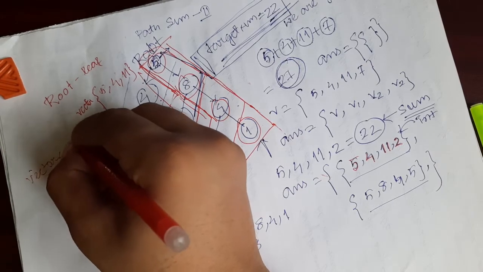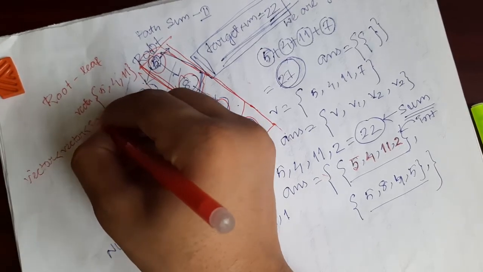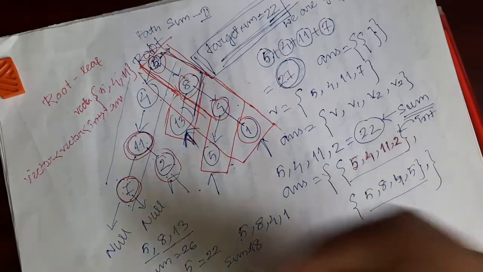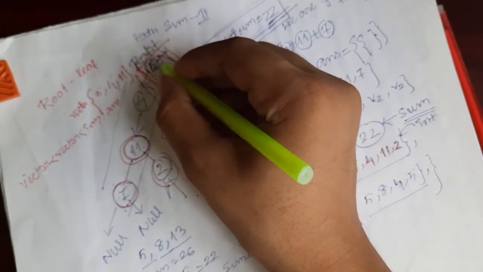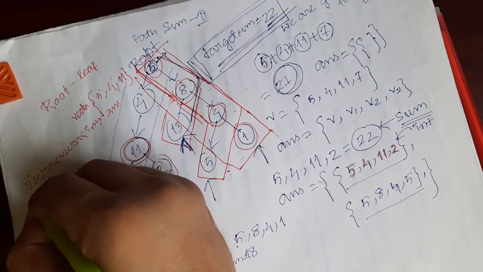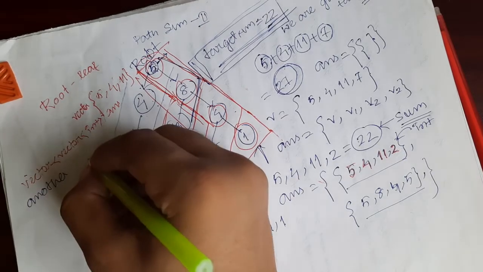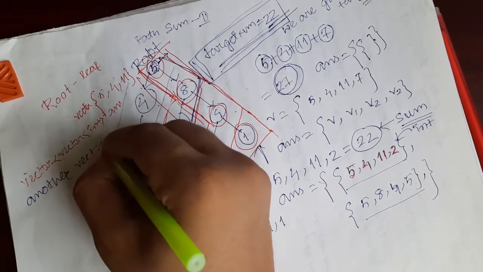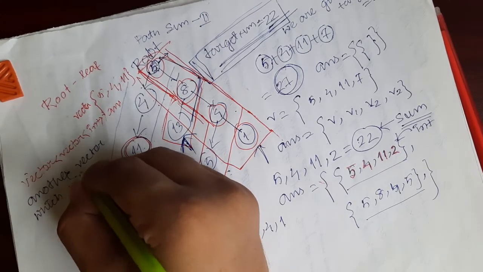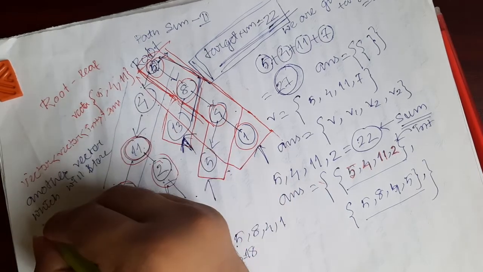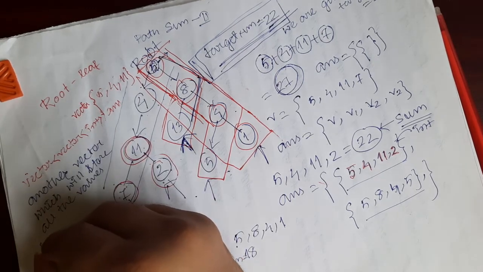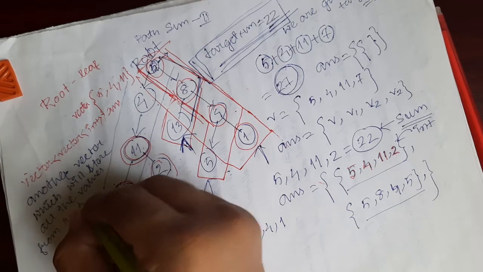We can declare that globally also, which will contain integers. Let's say it's our answer vector, and another vector which will store all the values from root to leaf node.